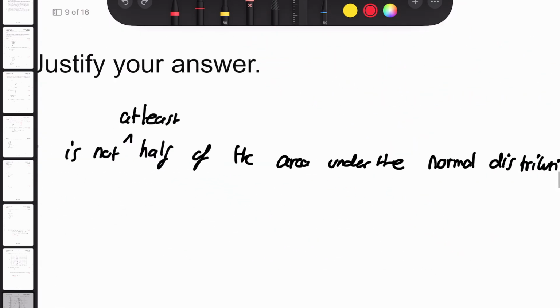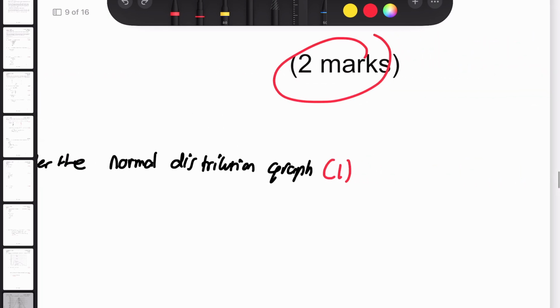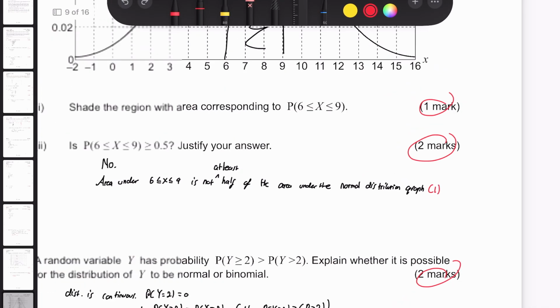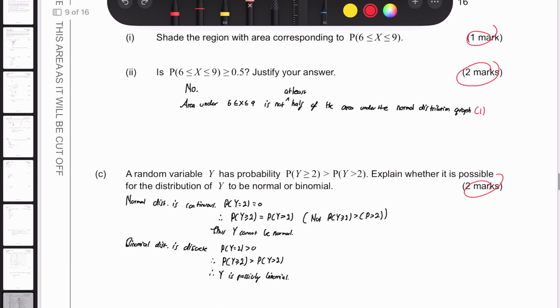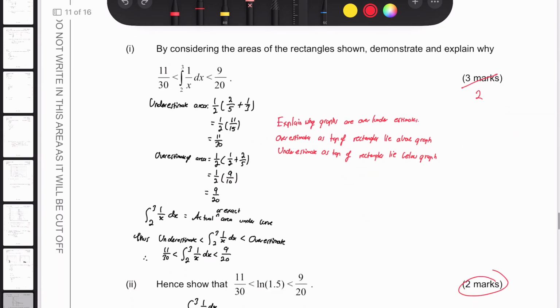I could have said, must be at least half of the area under the distribution graph, which is 1. The area is 1, but I thought my answer was definitely close enough. Yeah, I just need to talk about how it's not at least half of the area under the curve. And then the next one we lost, I think it's because I didn't, yeah.